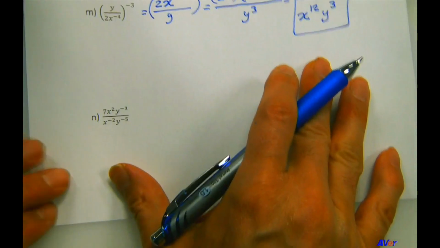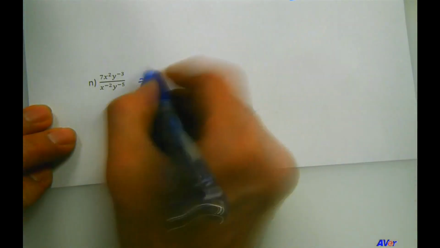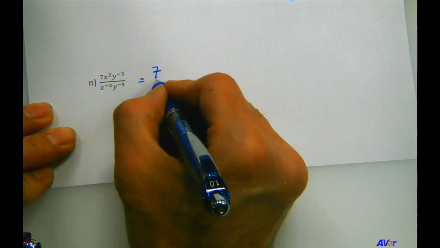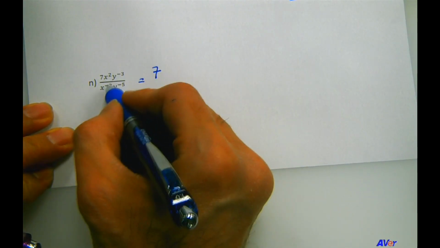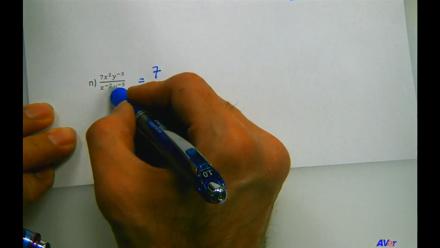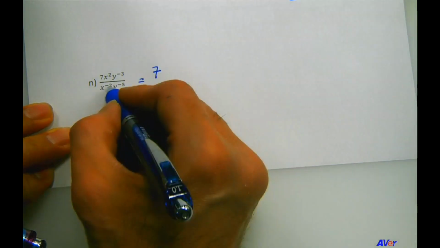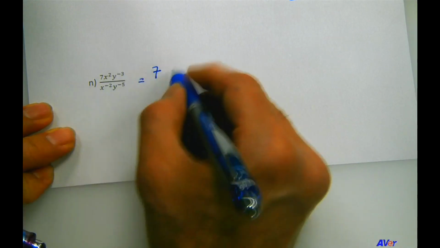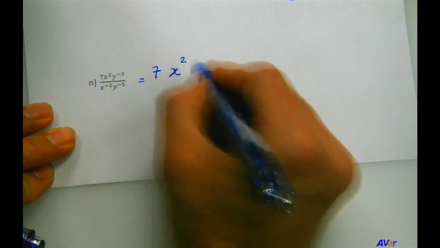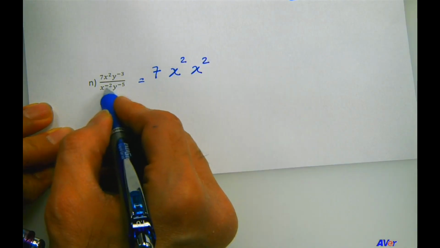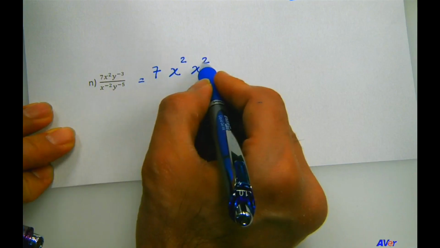Okay, so here, 7 is the only constant, and it's got a positive power, so we keep it there, 7 in the numerator. The x terms, one has negative, the other one positive. Which way would you move these? Would you move the x to the negative 2 power up or x squared down? If you said you would move the negative 2 up, you're absolutely correct. So you have x squared times x squared. So this x to minus 2 power moved up and became positive.